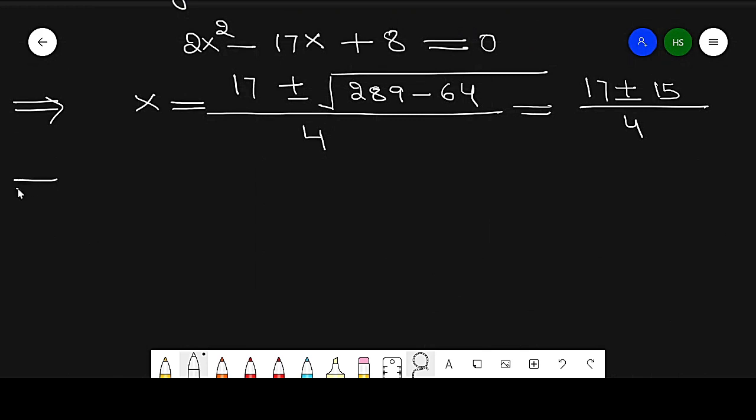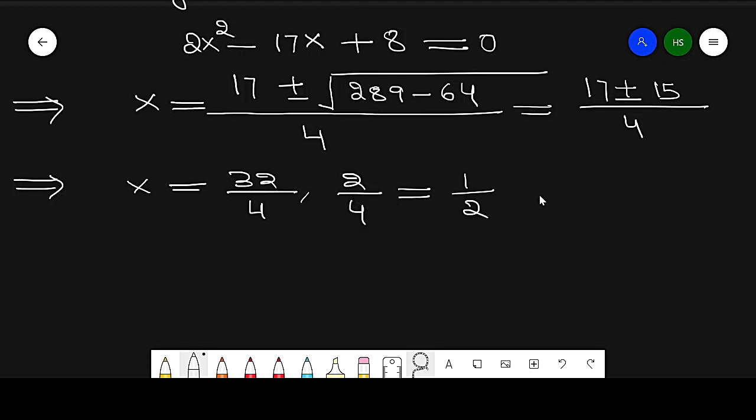It implies x is equal to 32 by 4 and 2 by 4. So this means 1 by 2 is its value from this, and the second value is 8. So what we get? We get one root is 2, and second is 1 by 2, and third is 8.